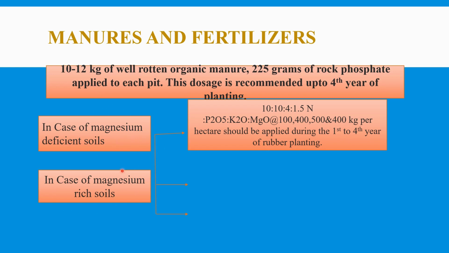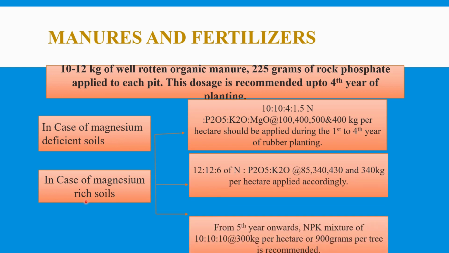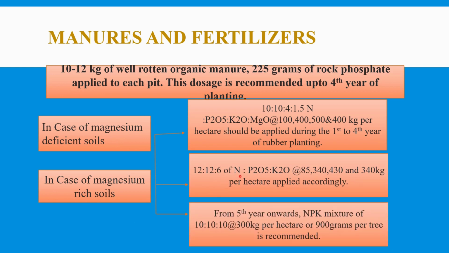And coming to the magnesium rich soils, we use 12:12:6 of nitrogen, phosphorus and potassium at the rate of 85, 340, 430 and 340 kg per hectare accordingly. And from the 5th year onwards, the dosage should be changed, like NPK mixture of 10:10:10 at the rate of 300 kg per hectare or 900 grams per tree is recommended. These are the manures and fertilizers which are recommended for the rubber plantation.